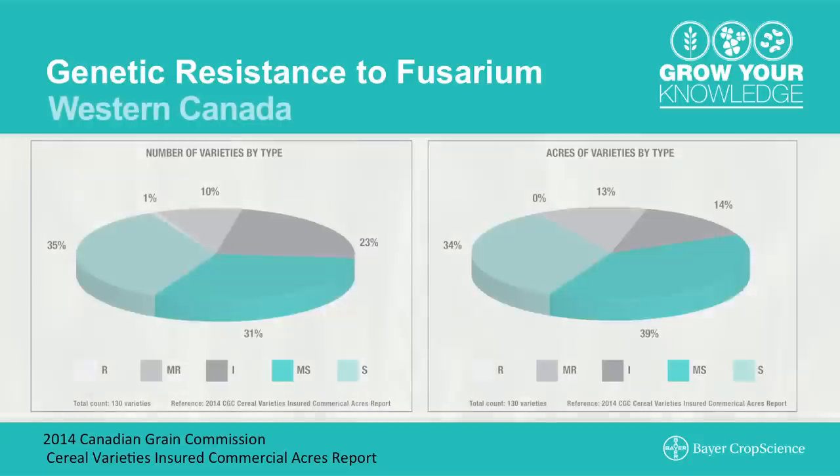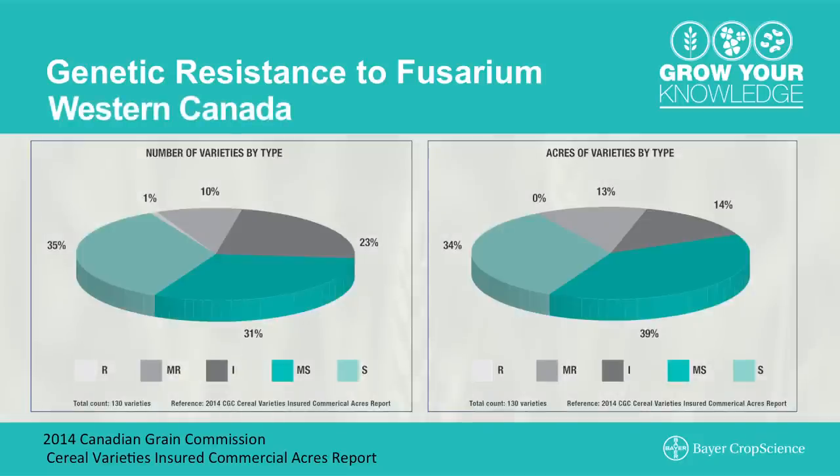So as you can see, there is some difference amongst the varieties that are grown in Western Canada, but it still remains that over 3/4 of the acreage is either susceptible or moderately susceptible. And if we start to look at managing Fusarium head blight from a varietal genetic standpoint, we need to start thinking about migrating into genetics that are listed either intermediate, moderately resistant, or even resistant.